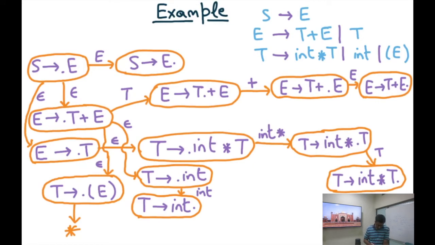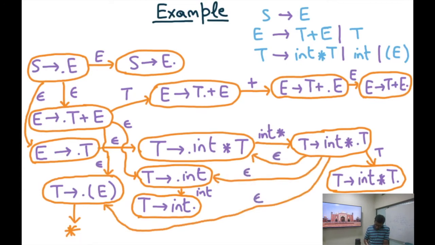Here, even here, I could consume a left parenthesis and go to more items. I'm using a star to say that I'm not drawing this part of the NFA for you. Now here, notice that because the dot is just before a capital T, I will add epsilon transitions from this item to the items representing productions of T. So T produces int star T, T produces int, and T produces parenthesized E. Notice that in this automaton, I now have a cycle. So I could have int star, int star, int star, lots of int stars, and they would still be a viable prefix.